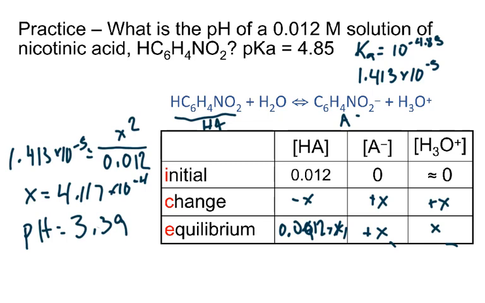Now I should make sure that my 4.117 times 10 to the minus 4, my x, is less than 5% of my initial, and yeah, it's 3.4%, so I am all set there.